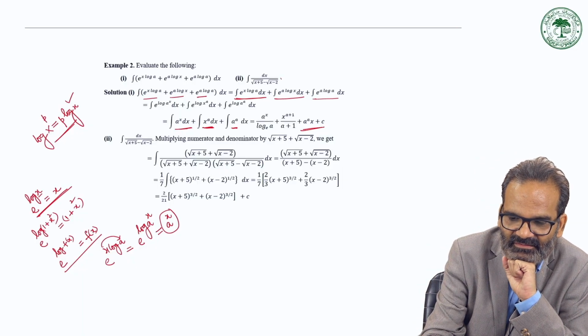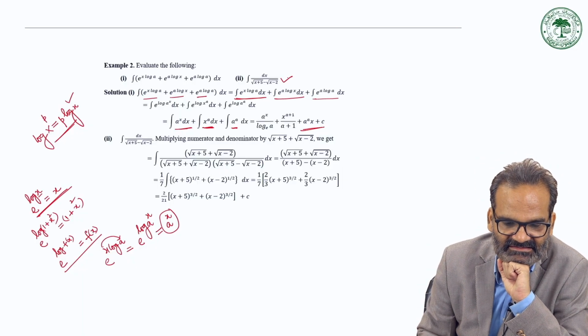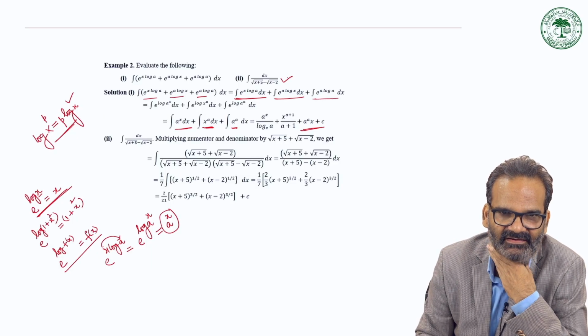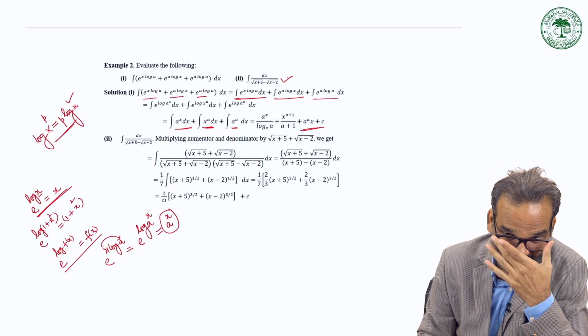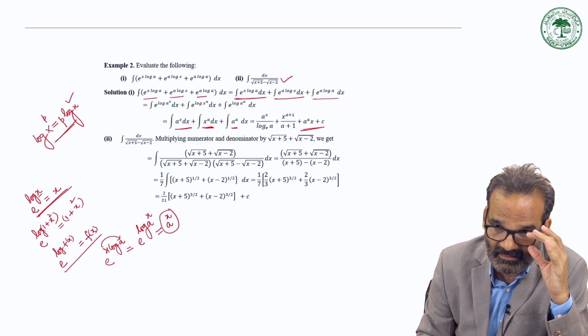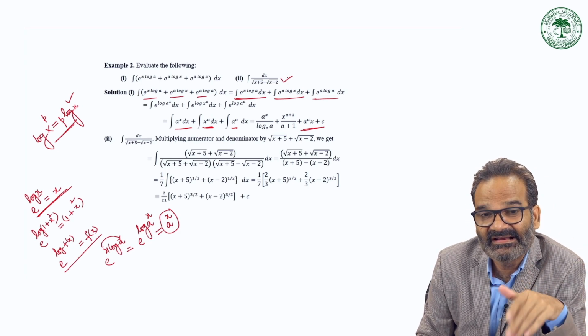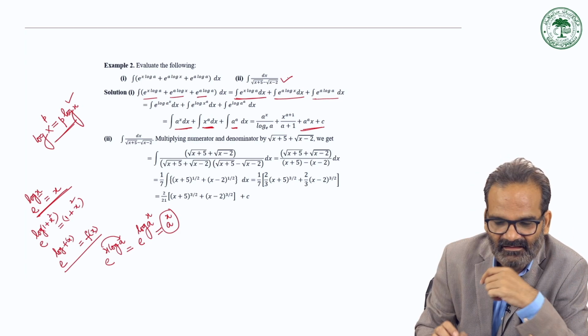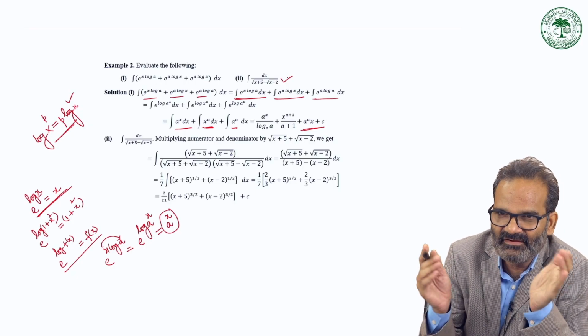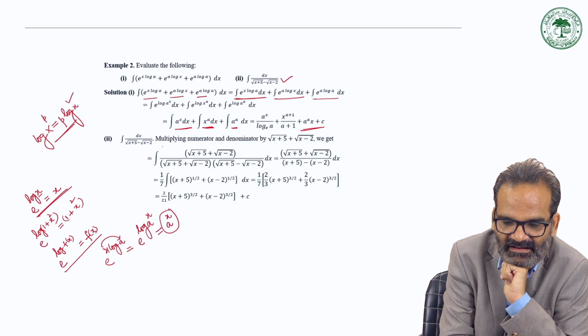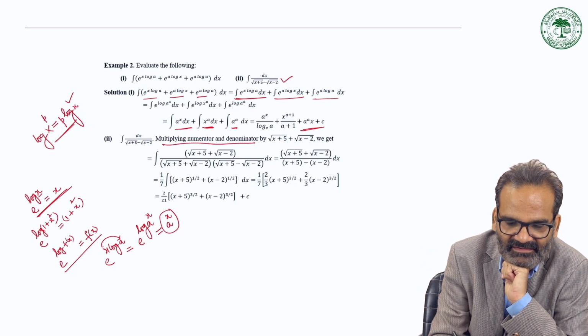You have to find the integral of this function: dx divided by root of (x plus 5) minus root of (x minus 2). We did a few questions of this type in case of derivatives. What did we do? We rationalized such kind of function. How can we rationalize it? In case of limits, we have seen many questions like this, multiplying numerator and denominator by the conjugate.